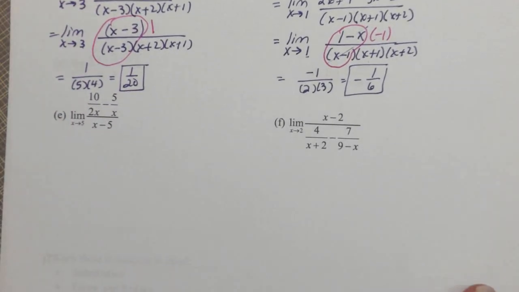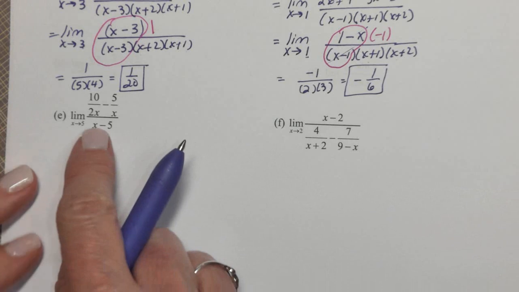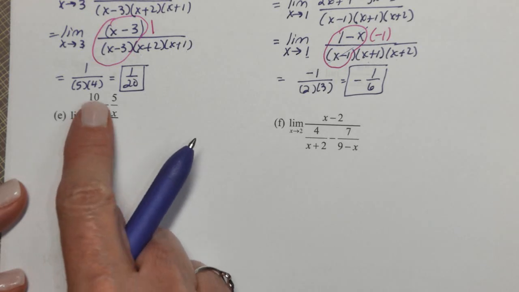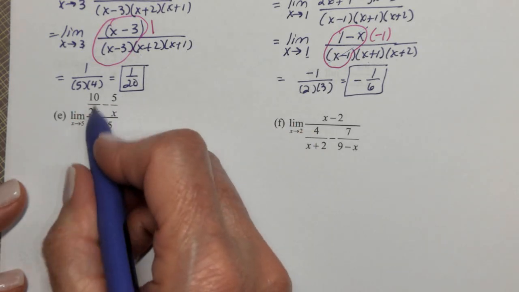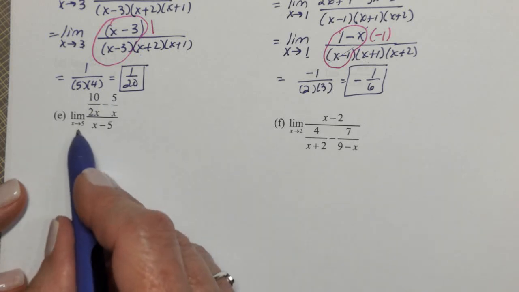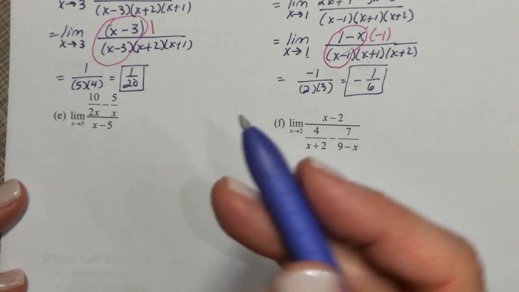Alrighty. Part E. Alright. So let's see. Plug 5 in for x. 10 over 10 is 1 minus 1. We're going to get 0 over 0. I'm not even going to write down 0 over 0.